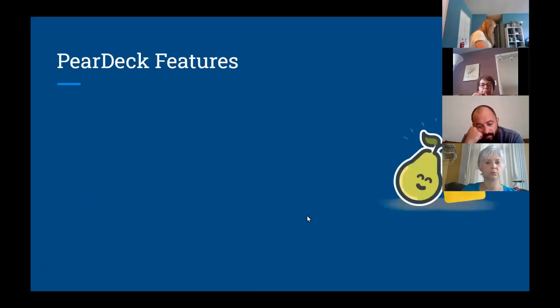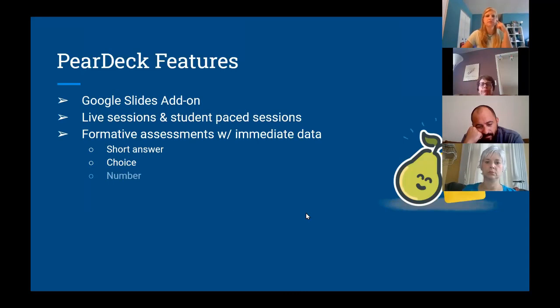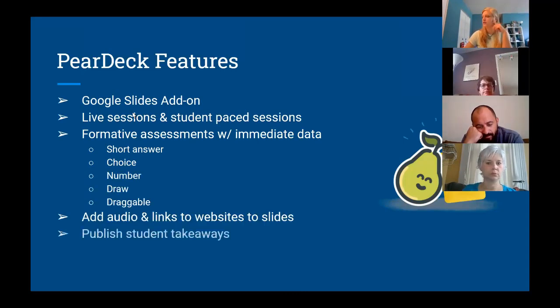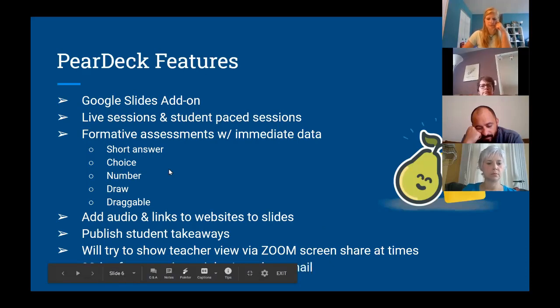Today we're going to use Pear Deck. It's a Google Slides add-on for those of you who aren't aware of it. You can do live sessions and student-paced sessions so they can go through it on their own. You can do different types of formative assessments, which we'll be using today, so you can see that from the student side. I'll try to show you the Zoom from my side as well. As of right now, you can get a 90-day free trial for teachers.